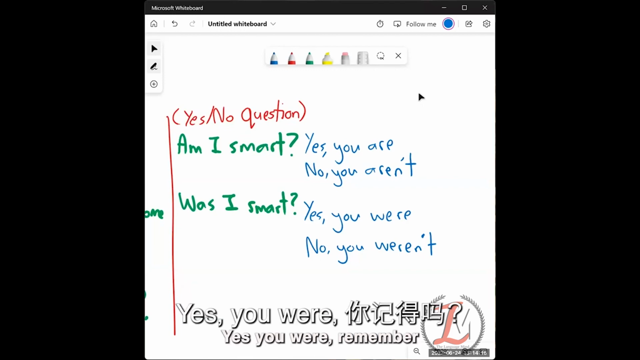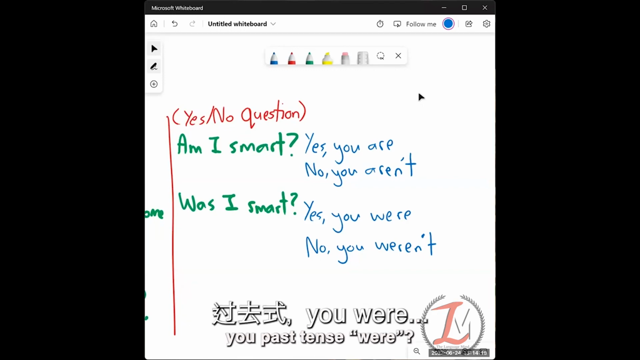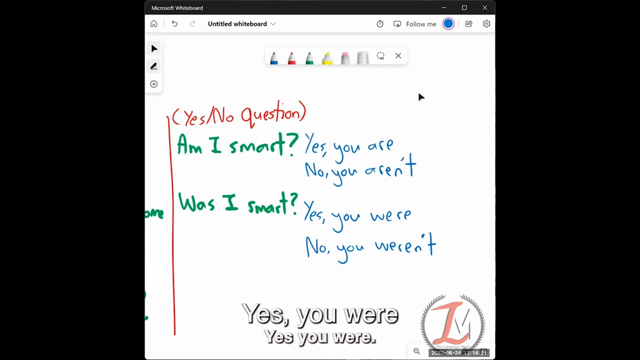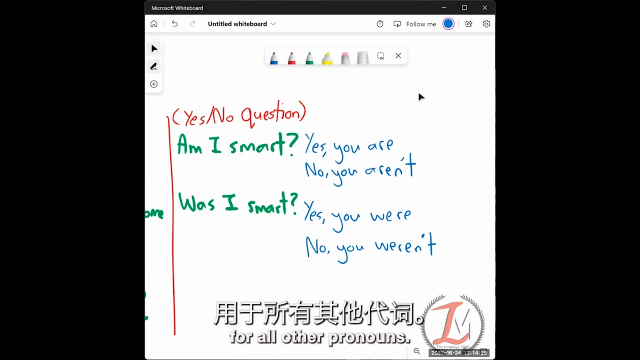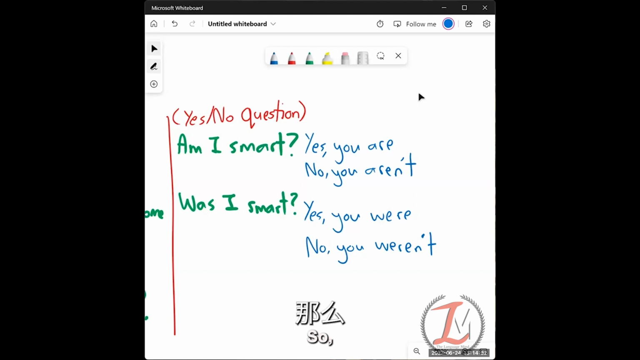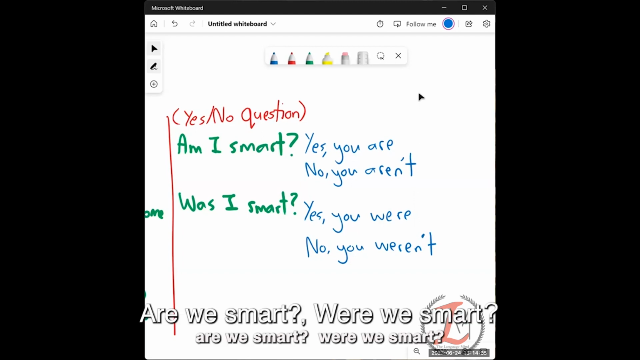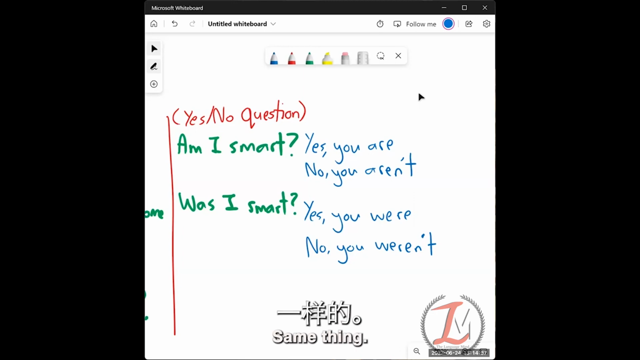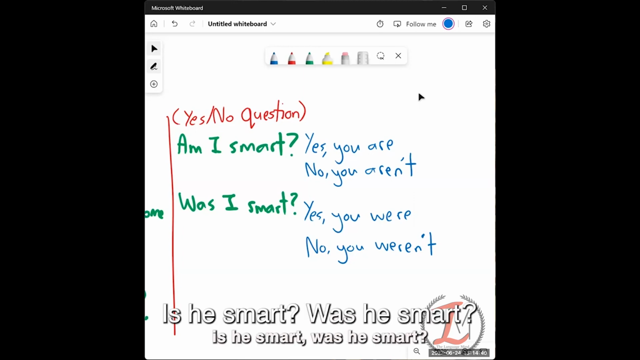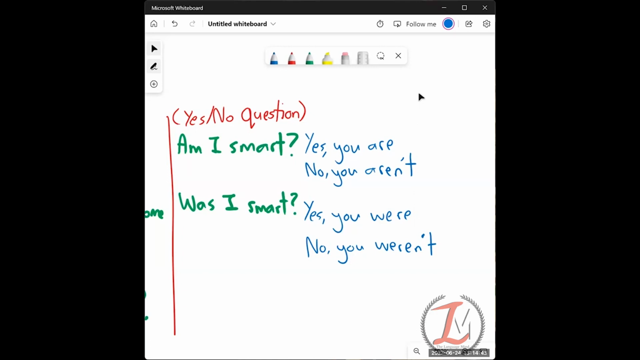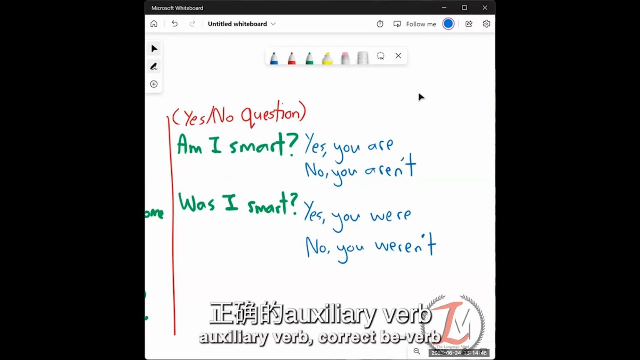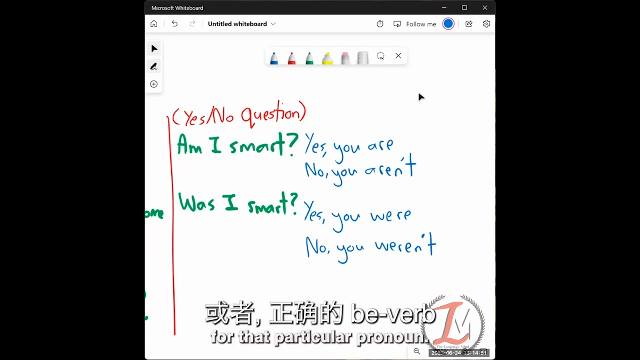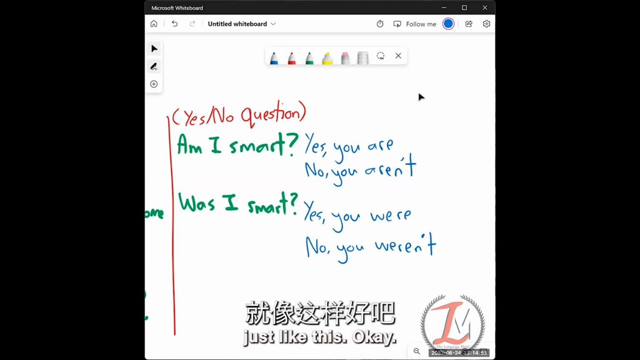Was I smart? Yes, you were. Remember, you, past tense, were. Yes, you were. No, you weren't. Okay. So the question form remains the same for all other pronouns. So are we smart? Were we smart? Same thing. Okay. Is he smart? Was he smart? So it doesn't matter what pronoun you're using, you just follow the correct be verb for that particular pronoun, and you can form the questions just like this. Okay.